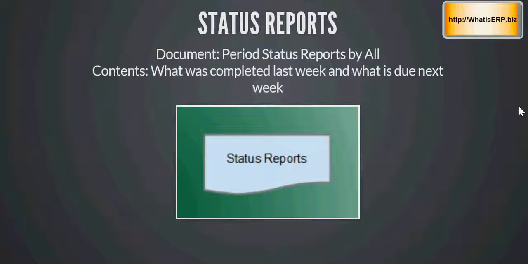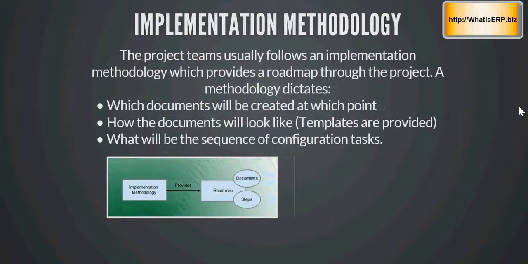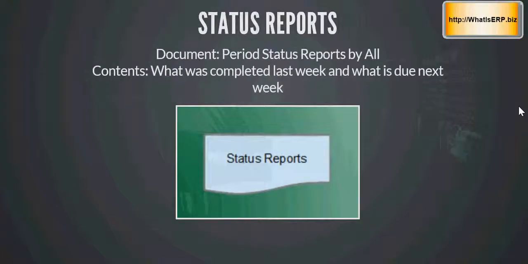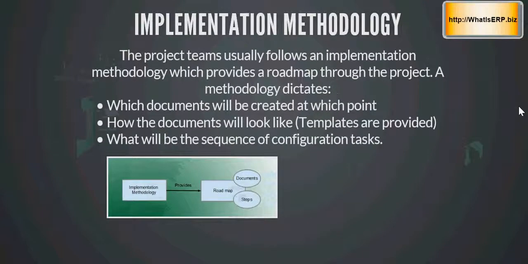Then we have status reports. Usually in sophisticated projects, written weekly status reports are delivered to the project managers by each member of the project, and these are called status reports. And these status reports will include what has been done last week, what they are expecting to do next week, any issues, any risks they are seeing, any red flags, and so on.